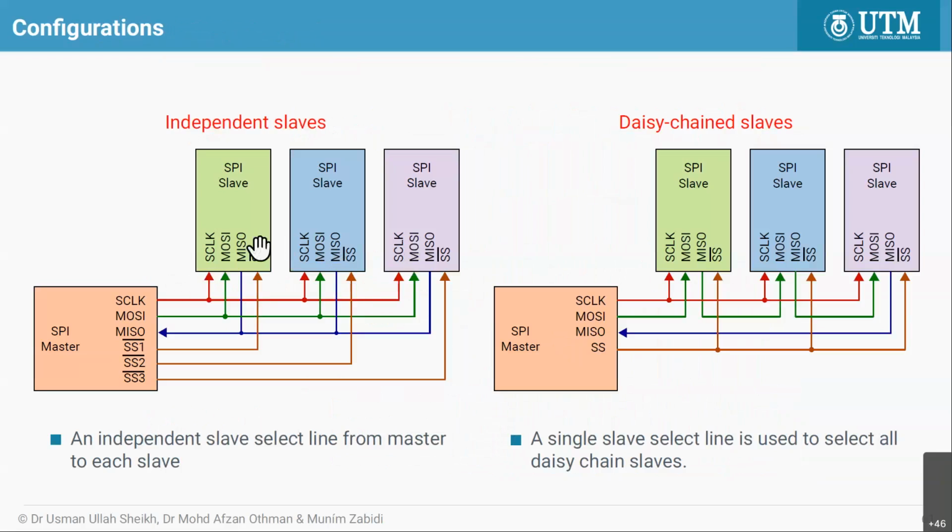Okay, so if you have more than one slave, you can connect in 2 ways, either independent slave or daisy chain slave. If you use independent slave, that means each slave will have a separate slave select. So here we have 1 master, 3 slaves, so we will need 3 slave select pins from the master.